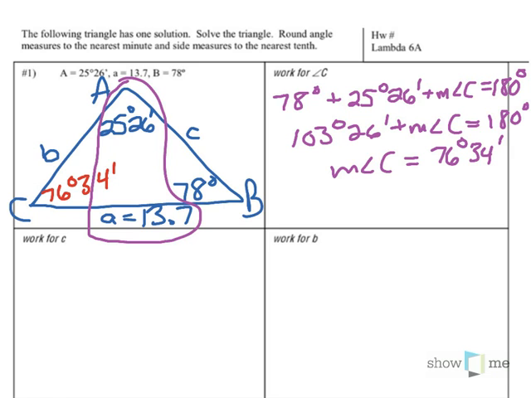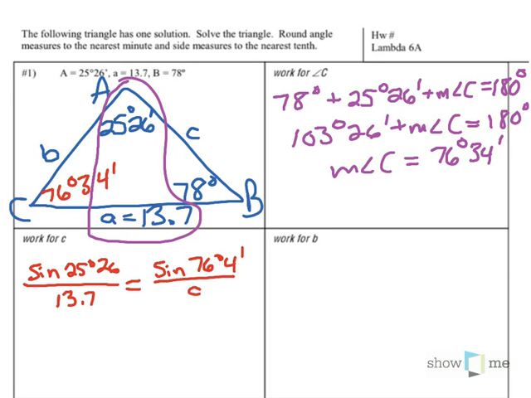So how are we going to find side C? Well, using the law of sines, if you take the sine of any angle, such as sine of 25 degrees, 26 minutes, and write that over its opposite side, which is 13.7, that should be equal to the sine of any other angle over its opposite side. Since we're trying to find side C, we're going to use the sine of angle C, which is 76 degrees, 34 minutes, over its opposite side of C.